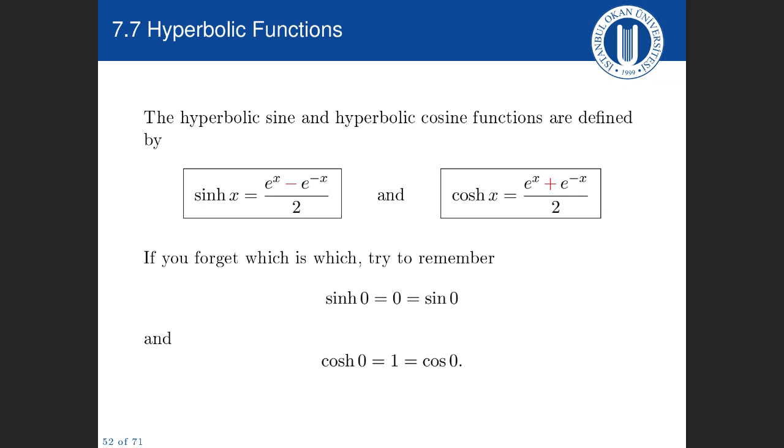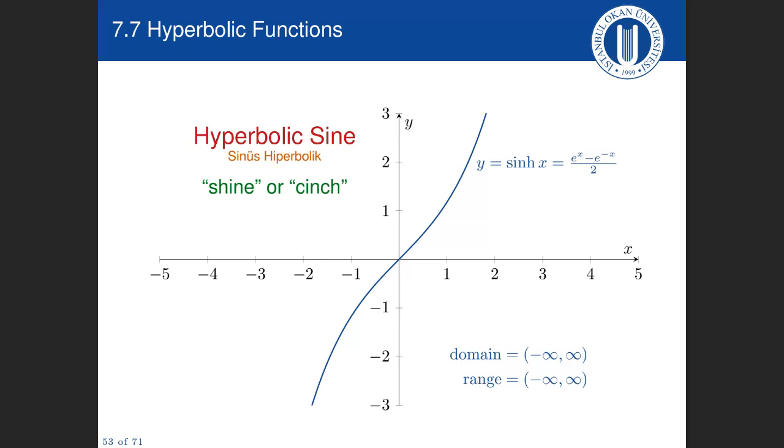Now, if you forget which one is which, try to remember that sinh 0 and sin 0 are both equal to 0, and cosh 0 and cos 0 are both equal to 1. What do the graphs look like? First of all, hyperbolic sine, the graph looks like this. This is a function with domain and range the whole real line.